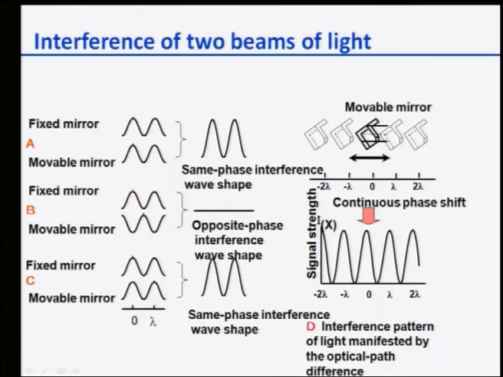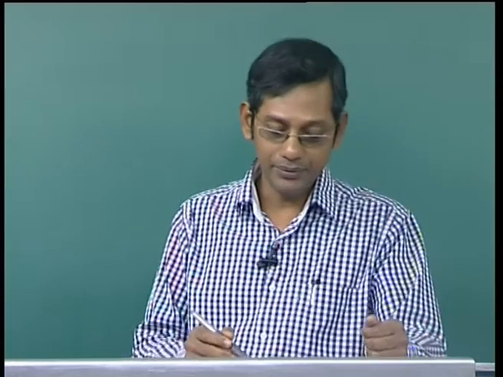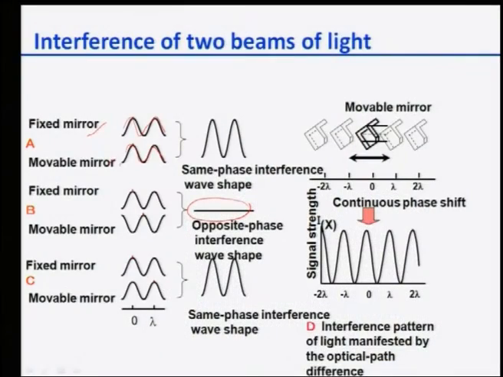Okay. So now if I have to talk about interference in a little more detail, suppose I have a fixed mirror and a movable mirror, as you have seen. If both these waves are very similar in terms of the spatial and the temporal part, they can interfere and produce in-phase interference, like this. If you have opposite waves, then there will be nothing, there will be destructive interference. And if you again have similar looking waves but displaced by a wavelength lambda, you have an interference pattern like this.